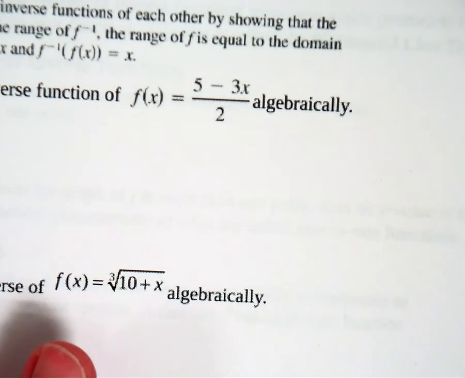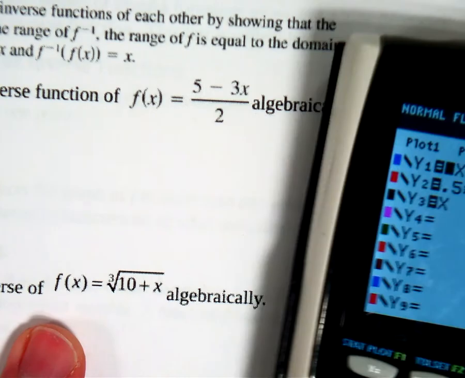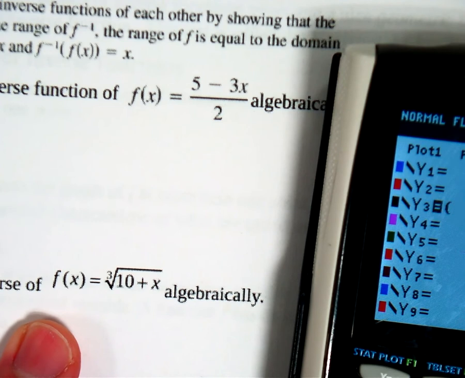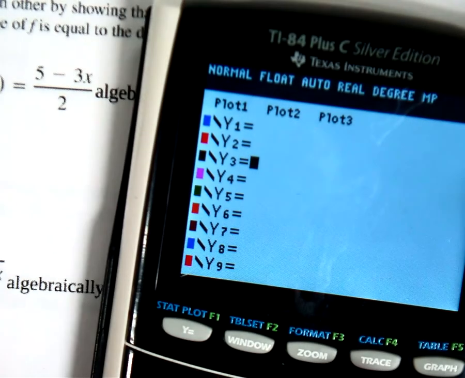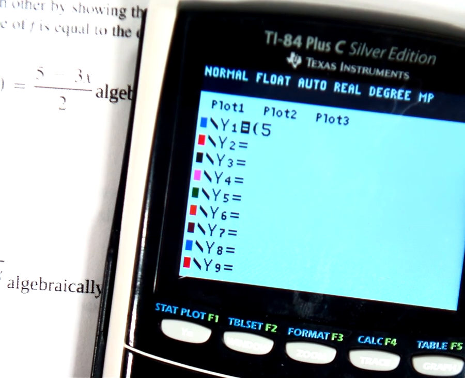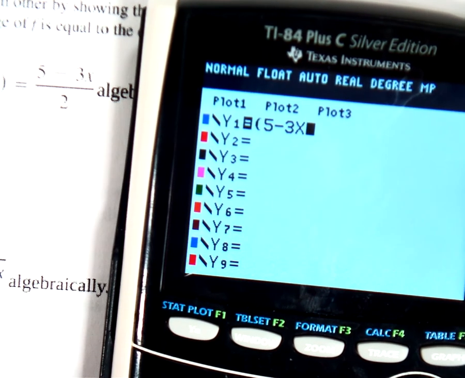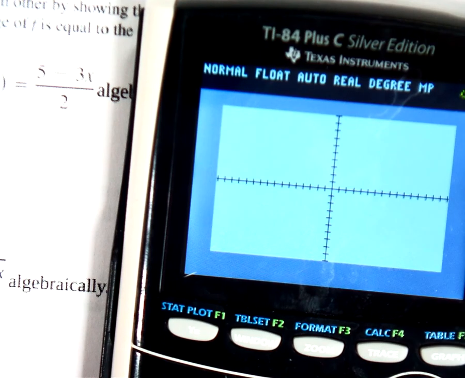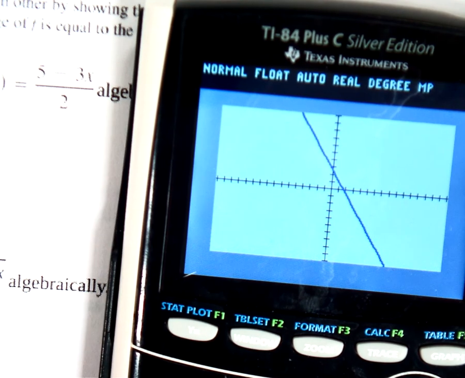So step 1, we need to verify that this passes the horizontal line test on the original graph. Parentheses 5 minus 3x, divided by 2. That whole thing divided by 2. That should be a line, right? 2.5 minus 3 halves x. Yep. So it's a line. It's going to have an inverse.